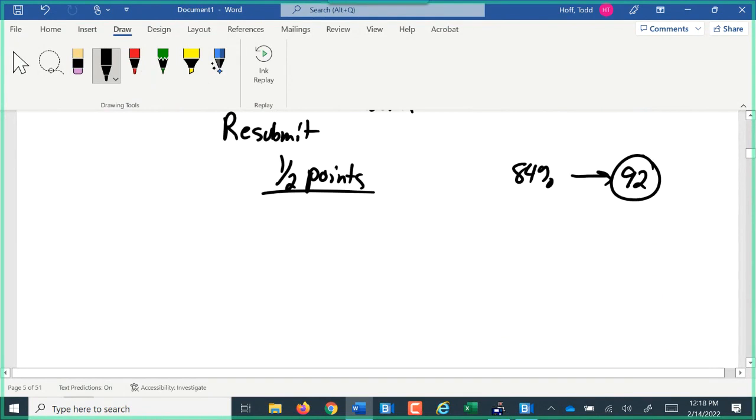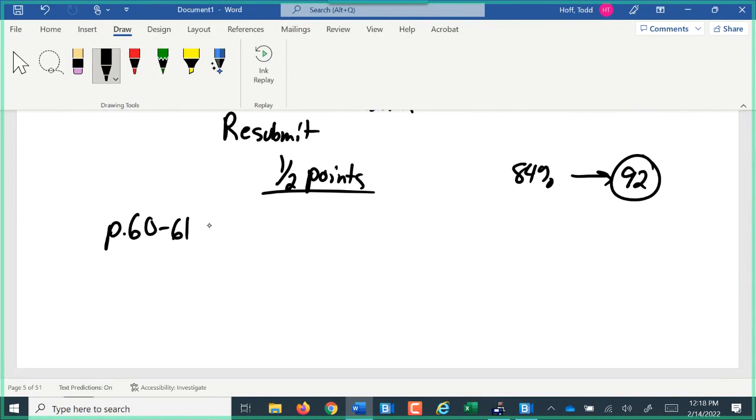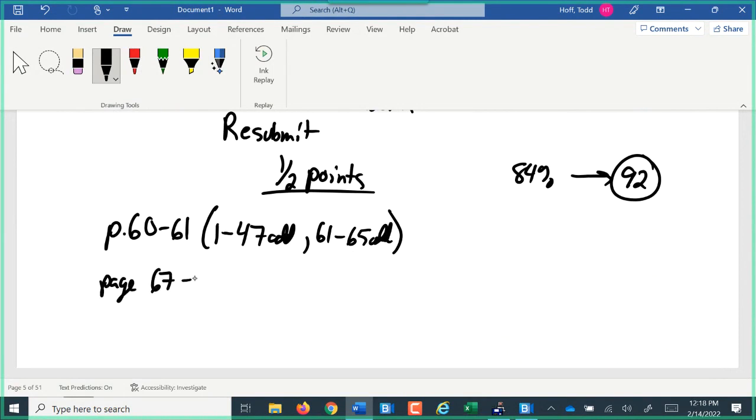Okay, so your homework, give me a couple of pages here, page 60 through 61, 1 through 47 the odds, and then 61 through 65 the odds. This is going to be using formulas. And then page 67 through 68, 1 through 27 the odds. This will be rearranging those formulas.